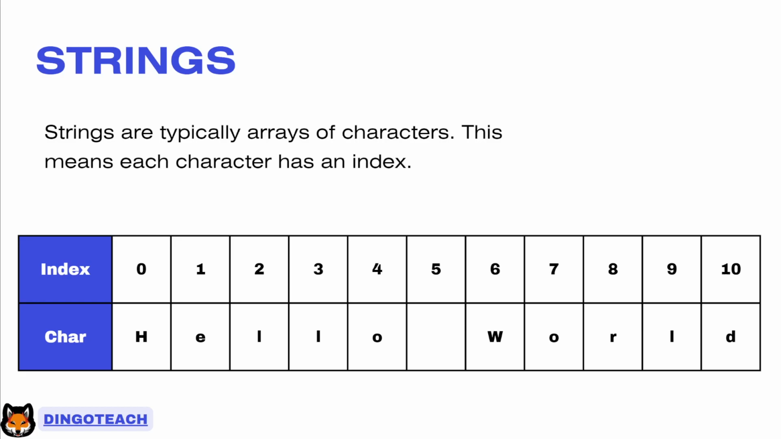Including the invisible one? 12. Because every character is at least 1 byte. So we need 12 bytes for that one. Okay.